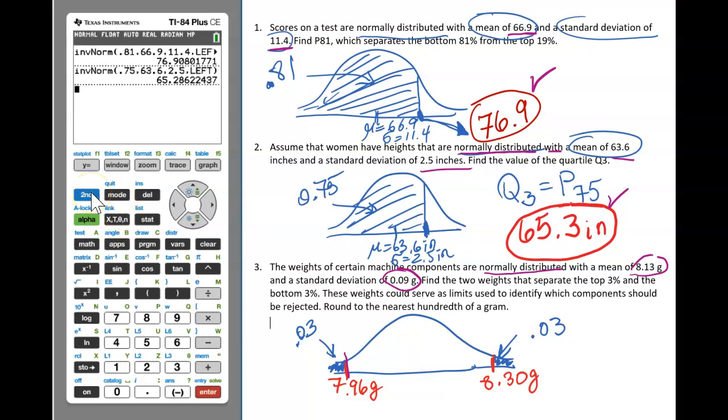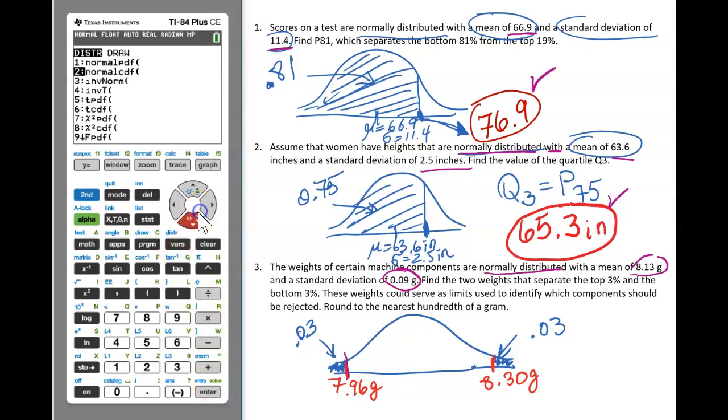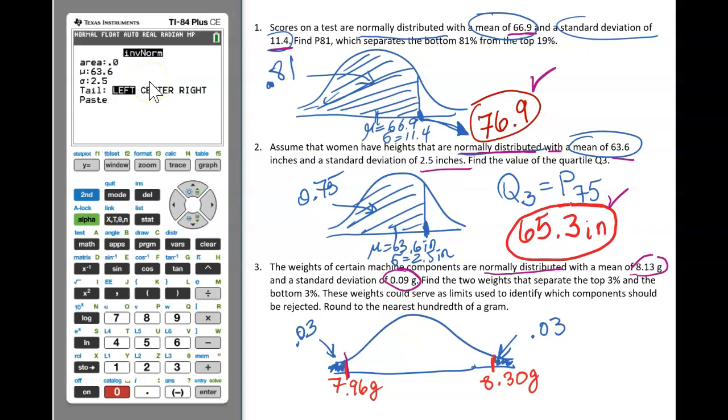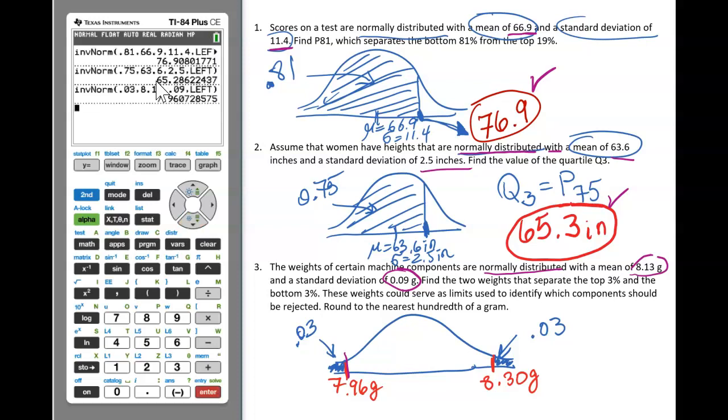So let's use the graphing calculator. Go to second, vars, InvNorm, enter, adjust the area, 0.03, mean, 8.13, standard deviation, 0.09, tail is on the left, paste, enter again. The weight that separates the bottom 3% is 7.96 grams, which also checks.